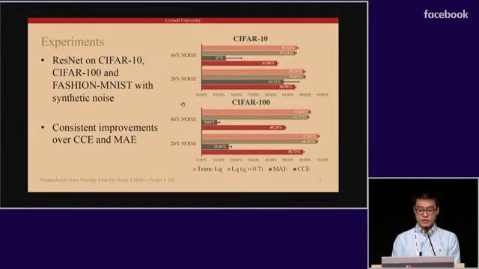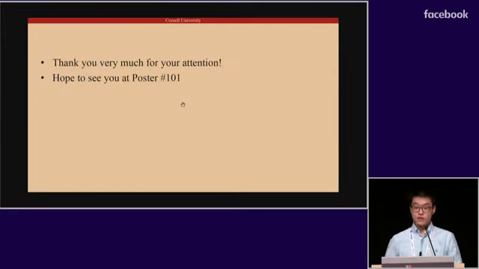Lastly, we empirically examined the performance of the proposed loss functions using ResNet on various data sets with manually injected noise and achieved consistent improvement over both cross-entropy and mean absolute error. The bar charts on the right illustrate a small part of our results. Thank you very much for your attention, and I hope to see you at our poster number 101.